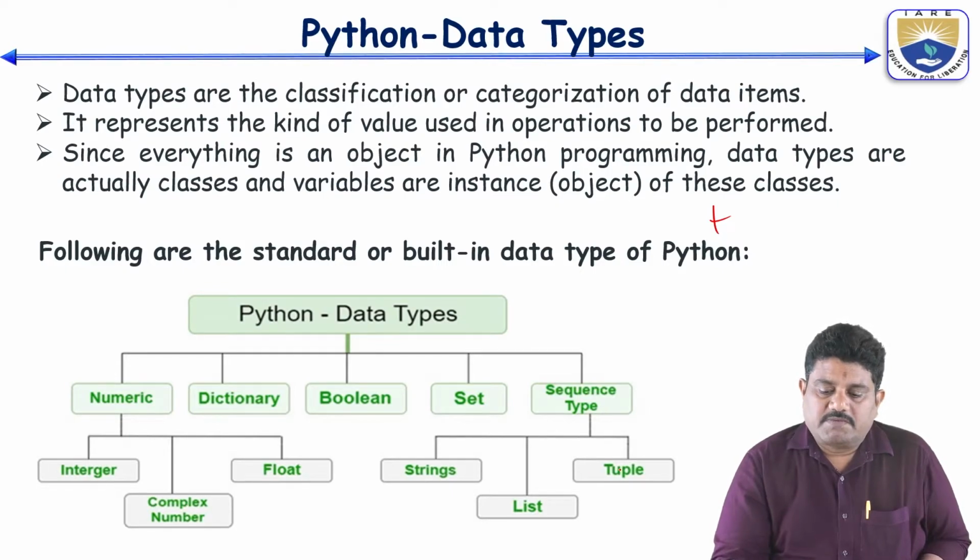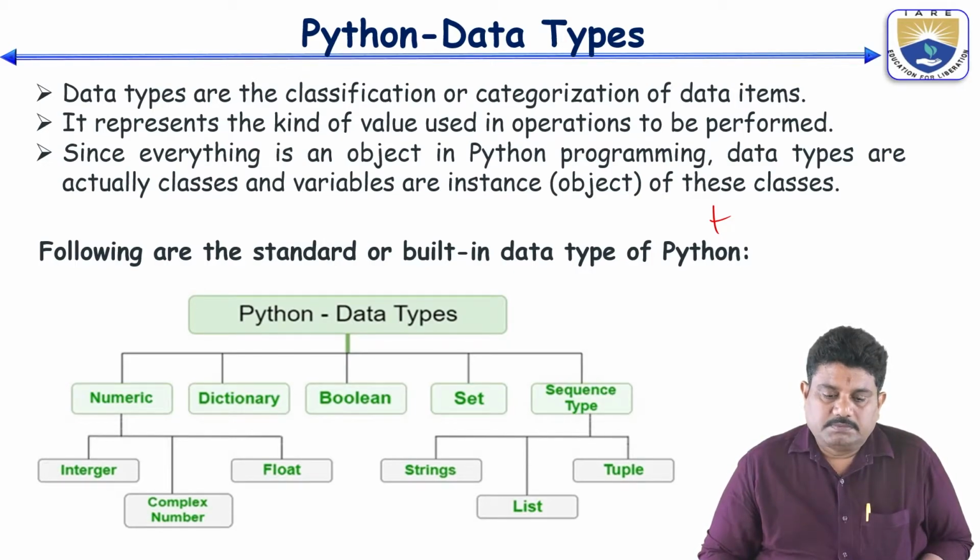If you take the sequence type, in the sequence types we have strings, list, and tuple. These are the different types. Apart from these two, we have dictionary types, boolean, and set. We will discuss each and every type in detail now.